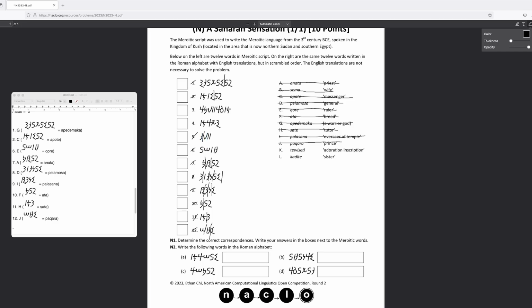We can look in Apedemaka and see that the second to last glyph here is most likely representing ma, because that's the second to last syllable in Apedemaka. It's this crescent moon shaped looking thing. And we do see that at the end of Sema, which is interesting, right?